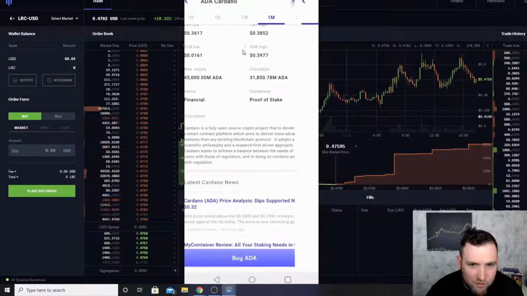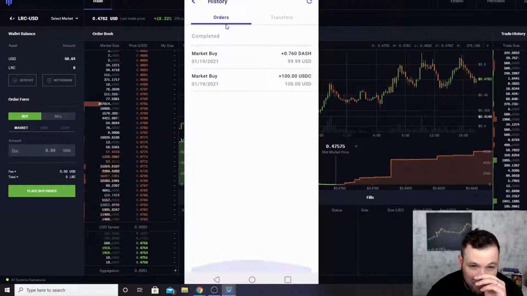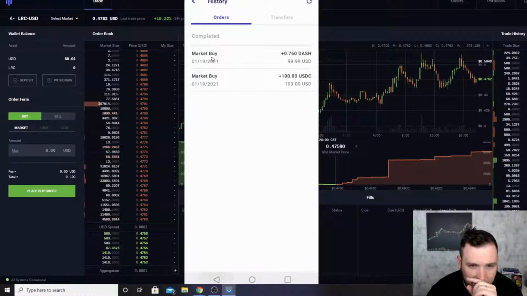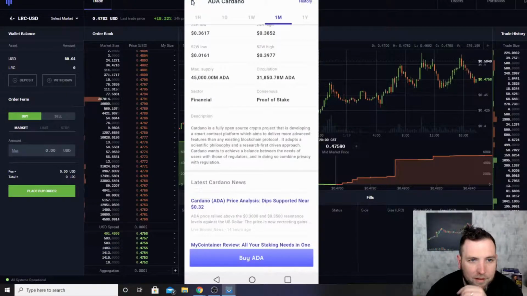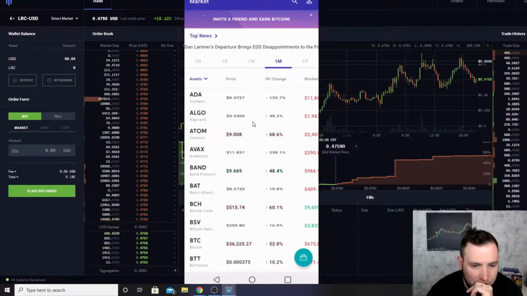If you're interested in using Voyager, let's see, it shows your history there. I bought some Dash. I'm down a little bit on that Dash, but I'm swinging that Dash because I looked into Dash.